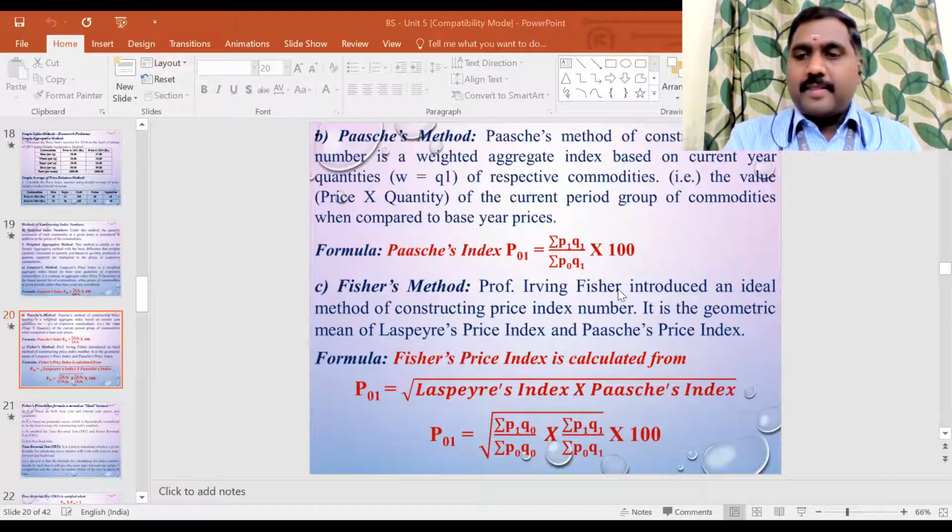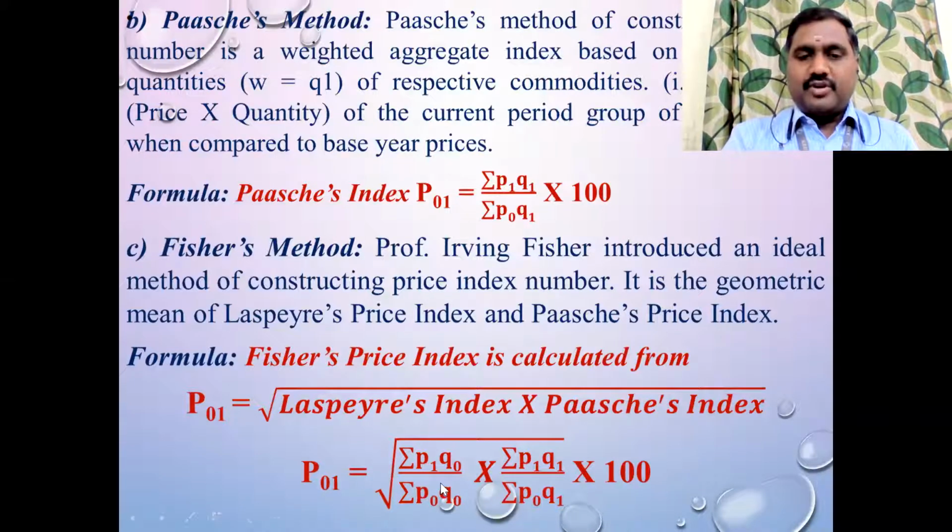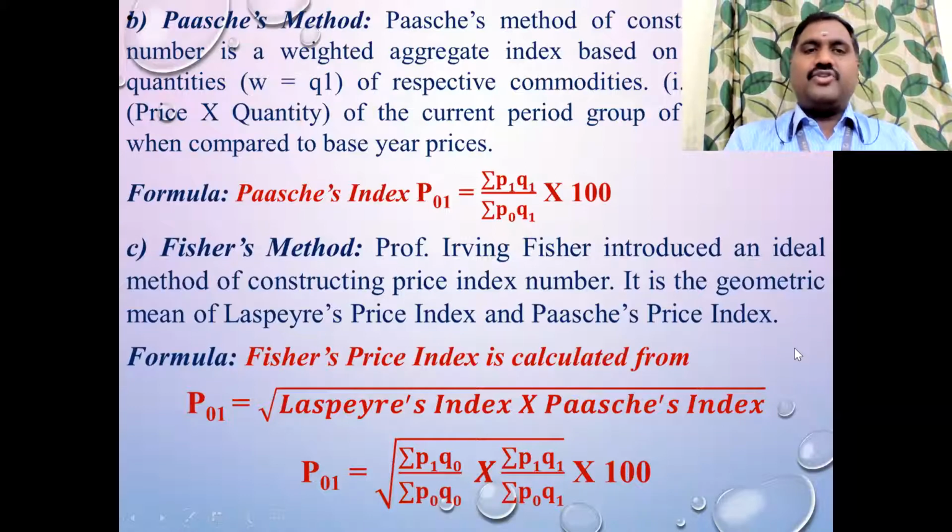Please take down this formula. Under the weighted index method, the third method is the Fisher method. I already told you yesterday, the Fisher method is a combination of both Paasche's and Laspeyres' methods. See the formula: P01 equals the square root of the first formula, summation P1 Q0 divided by summation P0 Q0, into summation P1 Q1 divided by summation P0 Q1, into 100. So it is a combination of both Laspeyres' and Paasche's methods, the Fisher method.